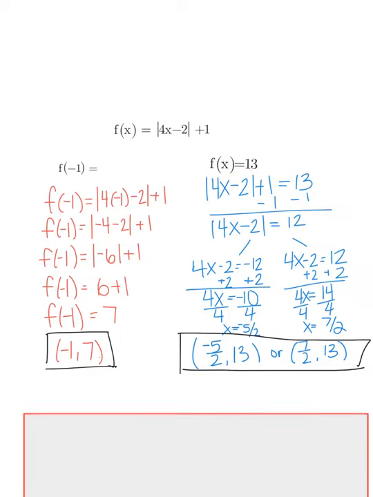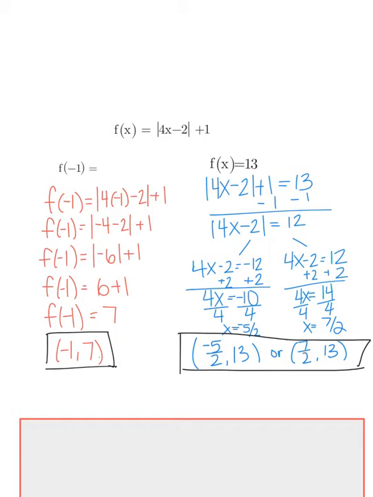If we look at the answers, we get f of negative 1 gives us 7, so the point is negative 1, 7, and f of x equaling 13 gives us either the point negative 5 halves and 13 or 7 halves and 13.